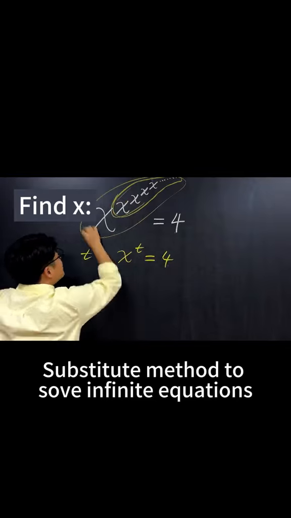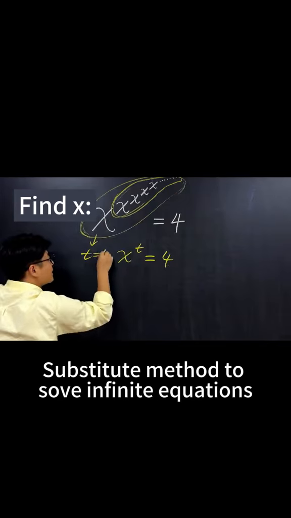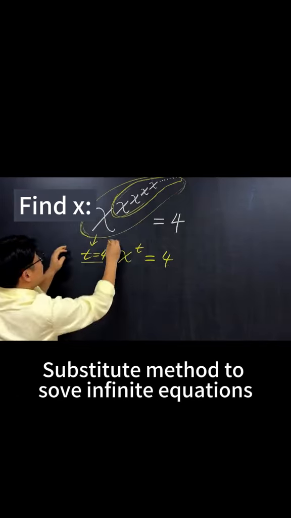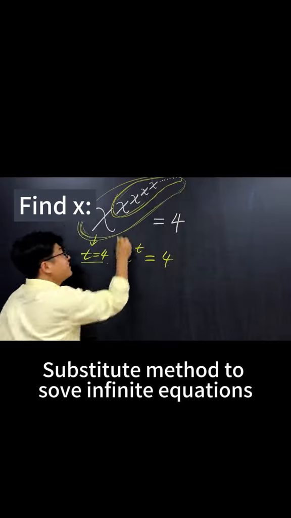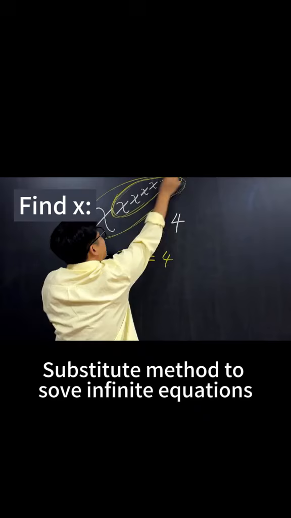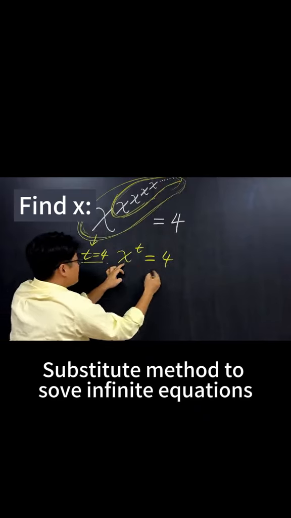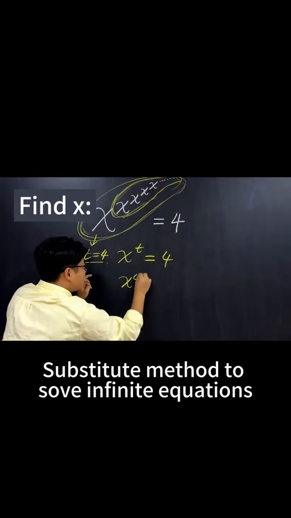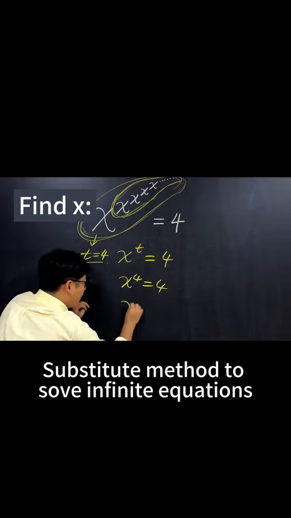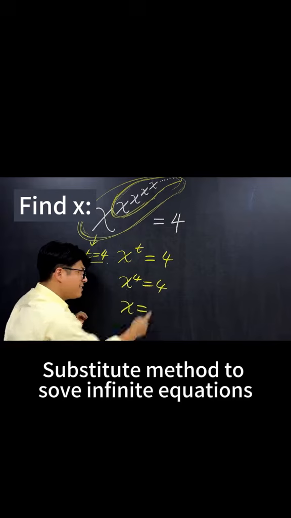And this whole chunk, didn't you just set it equal to t? So t equals 4, right? Isn't that the logic? This whole chunk is t and t equals 4. From here, it's also t. So isn't x to the power of t equal to 4? T equals 4. So doesn't that mean x to the 4th power equals 4? So what is x? The 4th root of 4.